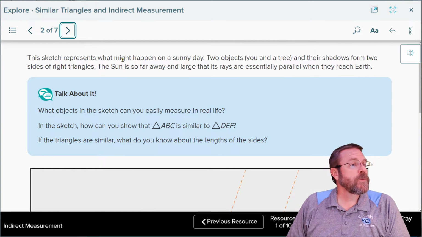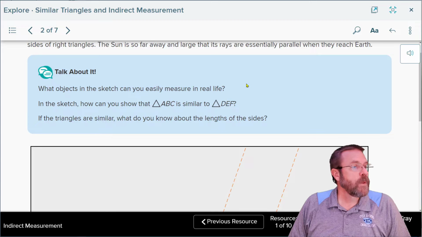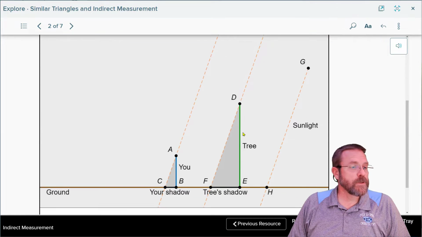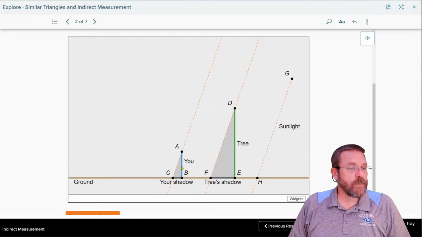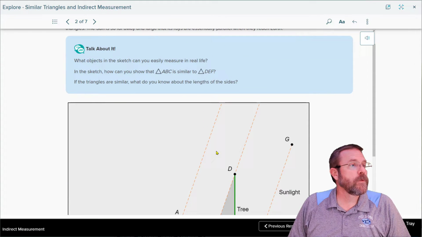The sketch represents what might happen on a sunny day. Two objects, you and a tree, and their shadows form the sides of a right triangle. The sun is so far away and large that its rays are essentially parallel to each other when they reach the earth. So now we're going to take a look at the image here. The blue is going to be you, the green is the tree, and the black on each is going to be the shadows that go with those.